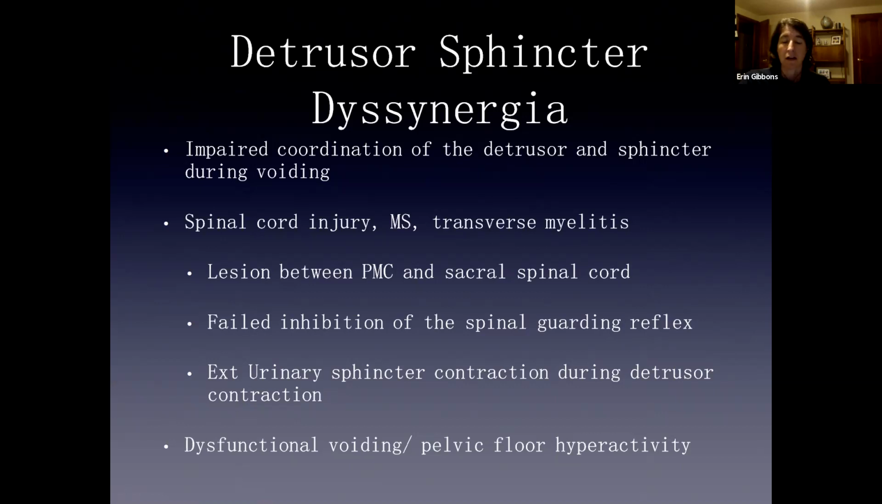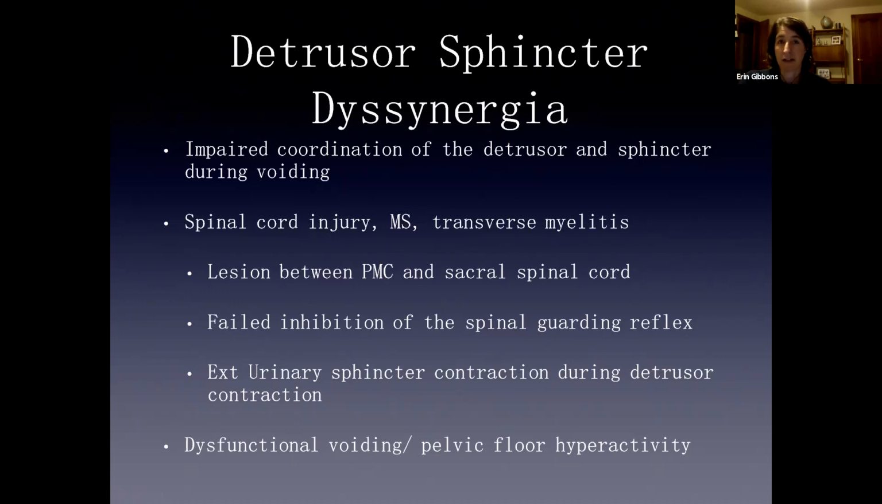Because again, voiding is a contraction of the detrusor and a relaxation of the sphincter so that you can void under low pressure, right? The detrusor does not have to contract too hard to push the urine past the sphincter. But in neurologic conditions, spinal cord injury, multiple sclerosis, transverse myelitis, pretty much any lesion between the pontine micturition center, so midbrain, and the sacral spinal cord, it's going to cause a disruption to inhibiting the guarding reflex.